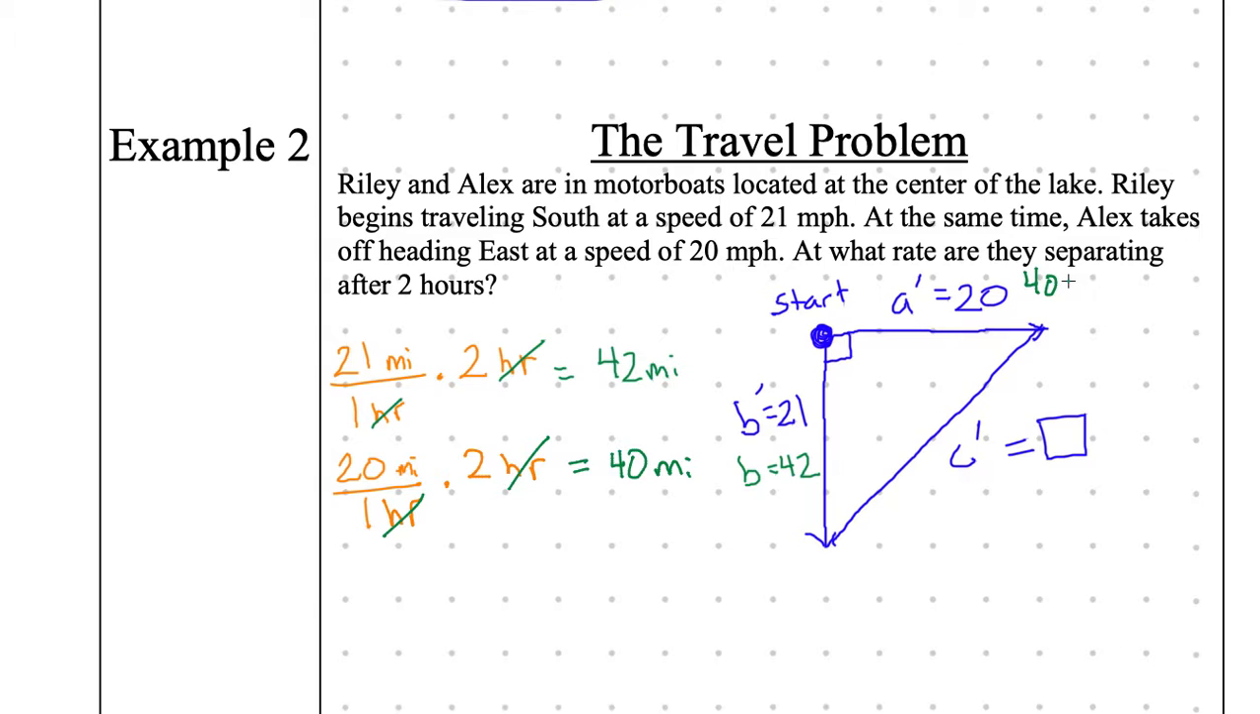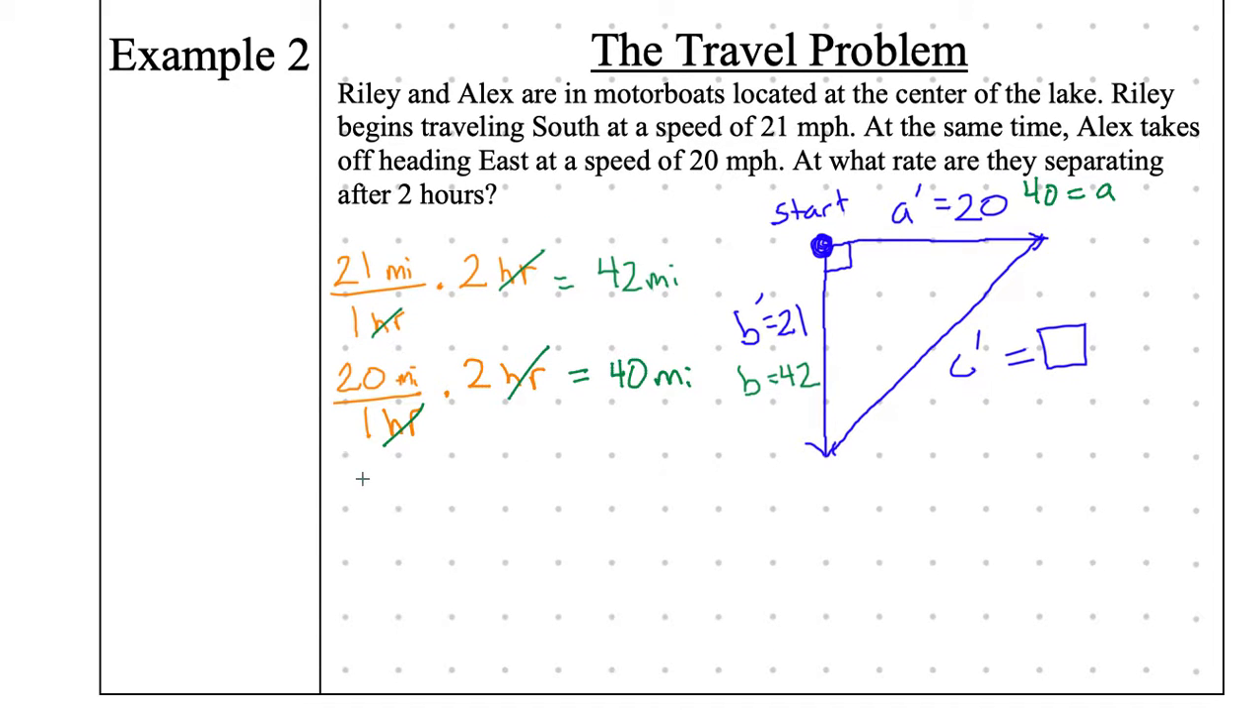40 is A. Okay. Now you can use the Pythagorean theorem to get C. Let's do it, yeah. So Pythagorean theorem: 40 squared plus 42 squared is equal to C squared.